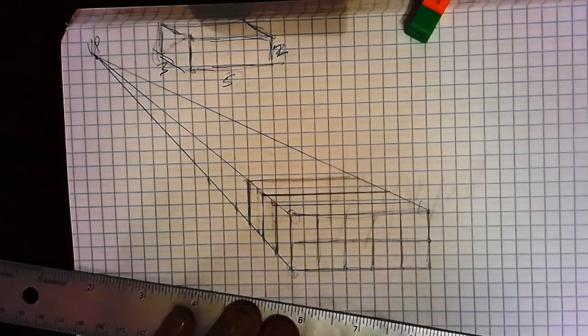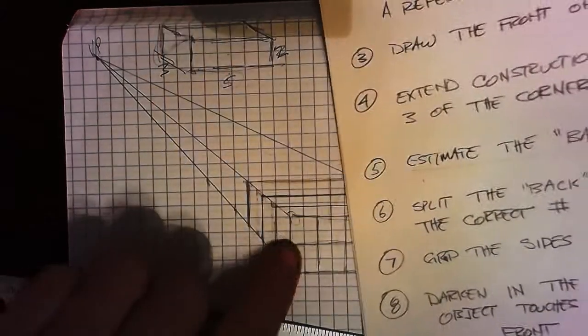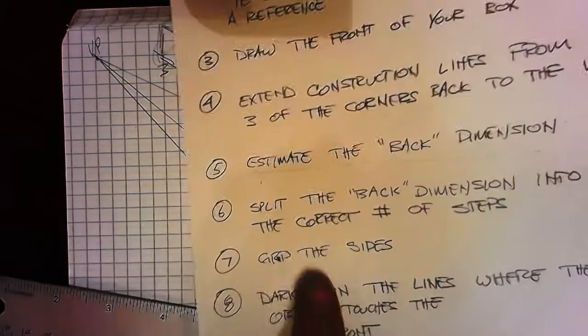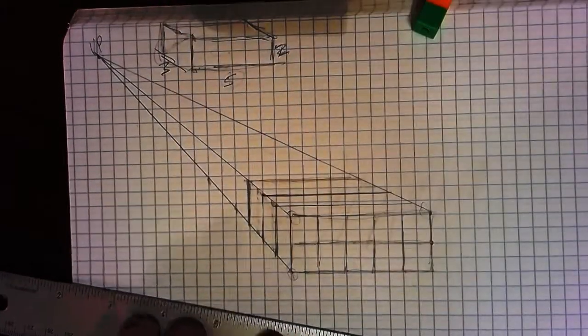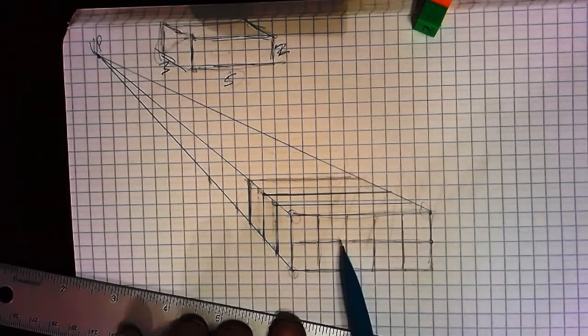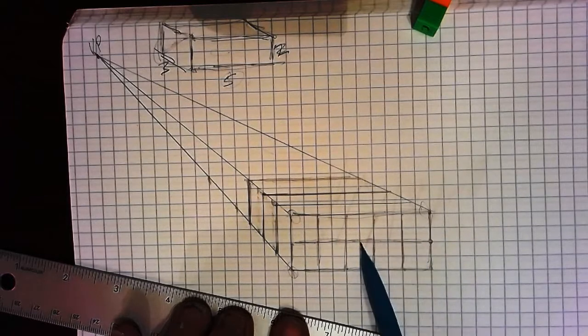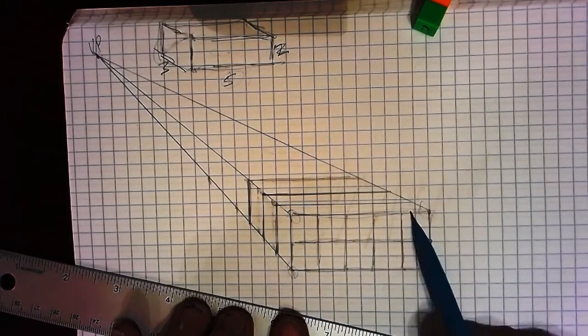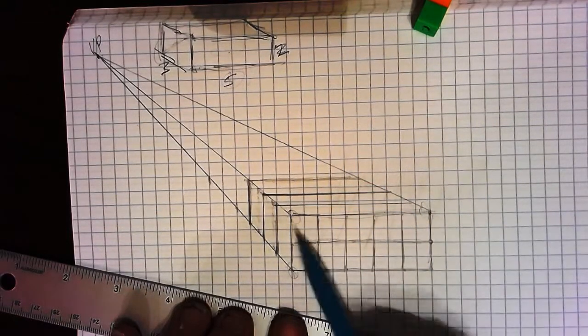So what I'm working in right now is, after I split the back into the correct number of steps, 3, I'm going to grid the sides. So in other words, every one of these sides, I'm going to put a grid on it. It looks something like this. For example, I got the front done, that's easy. That's 5 by 2. This side and the top are a little trickier because this wasn't bad.